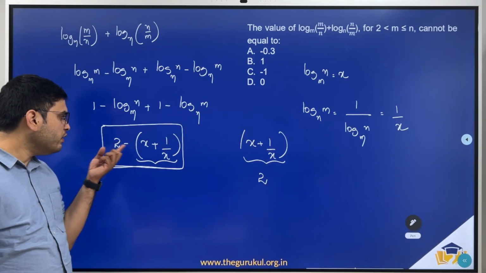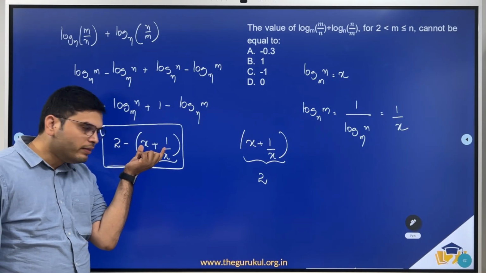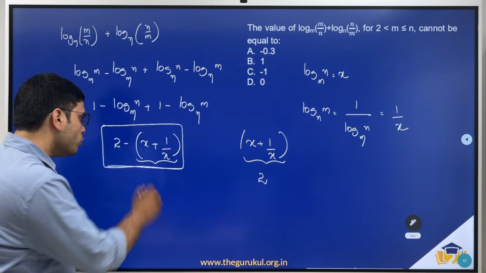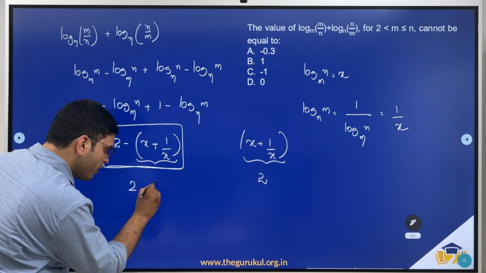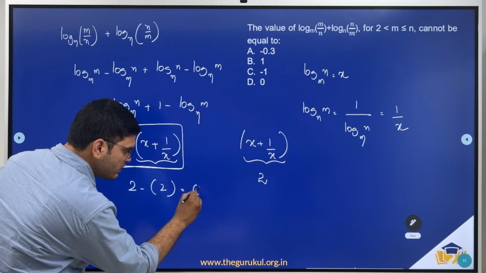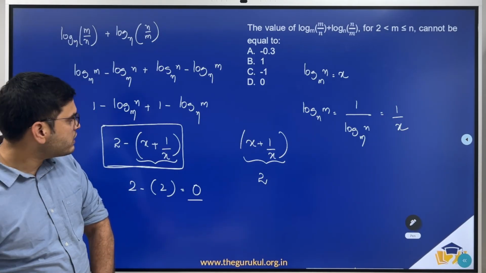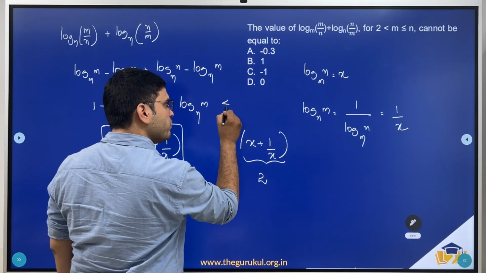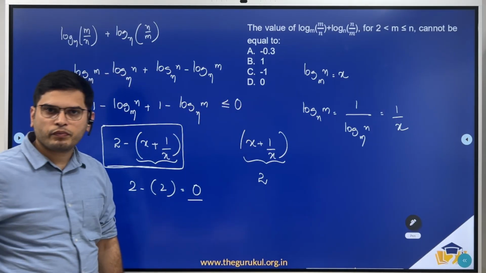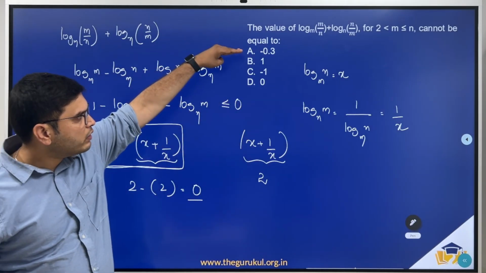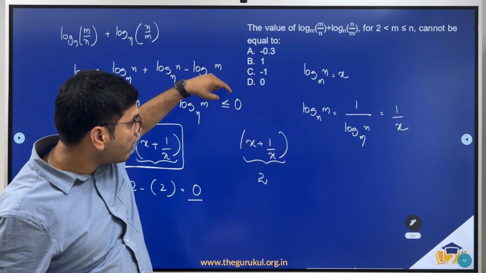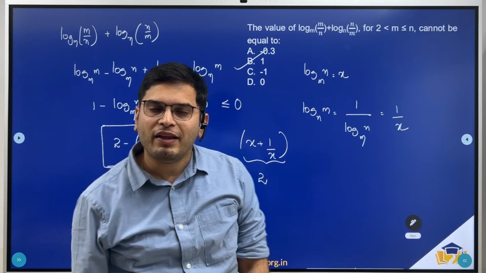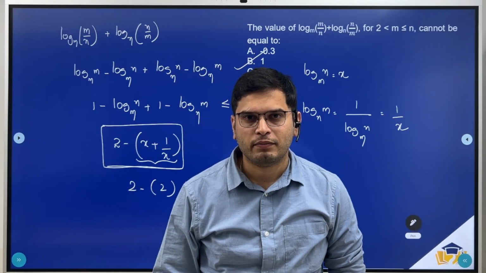Now when will this be maximum? When x plus 1 by x is minimum. What is the minimum value of x plus 1 by x? 2. So the maximum value of 2 minus that would be 0. So all I can say from here is the value of this will always be less than or equal to 0. That could be minus 0.3, that could be minus 1, that could be 0 as well, but definitely not 1. Hence option B should be the answer to this question.